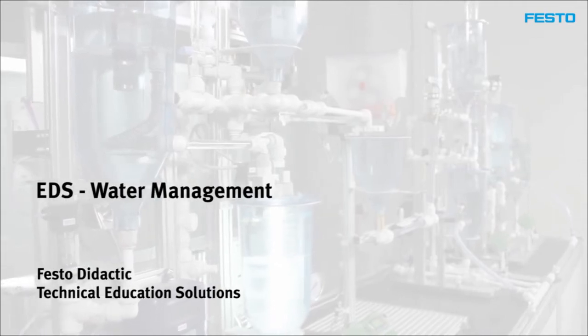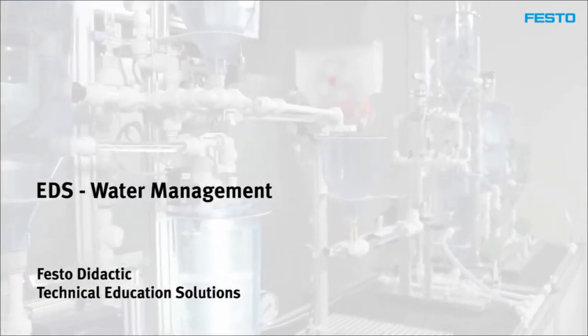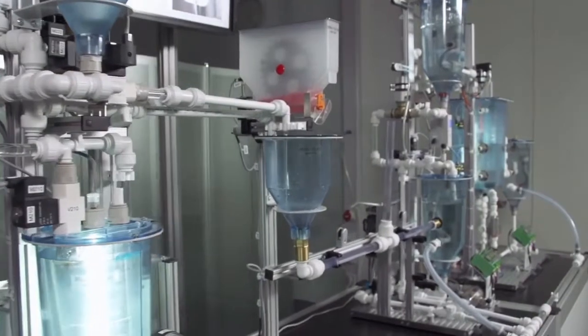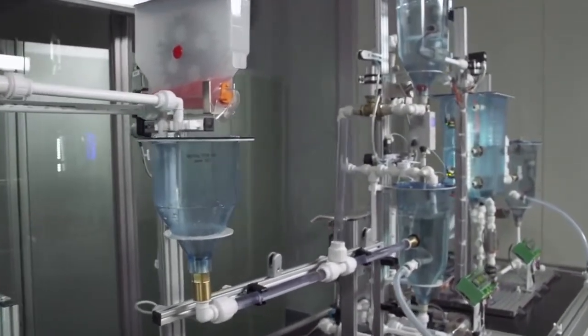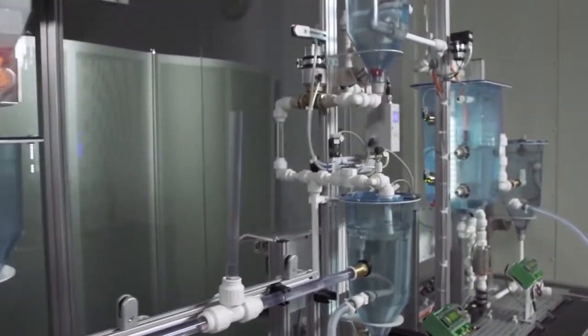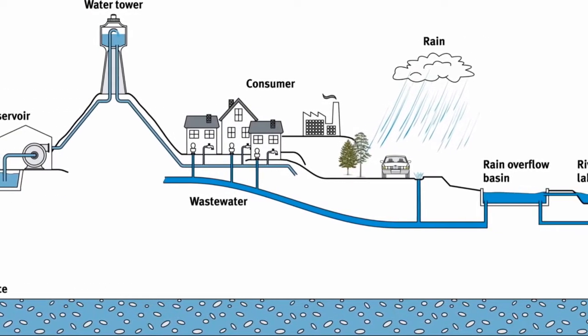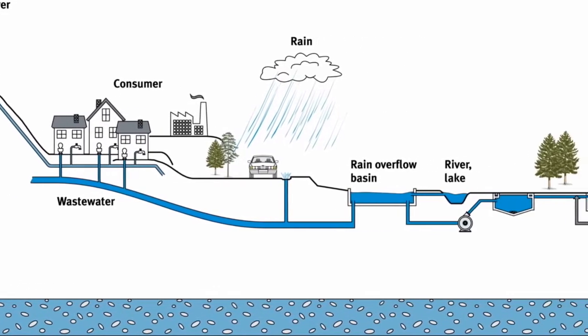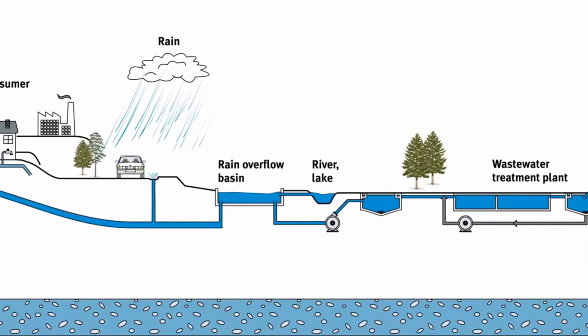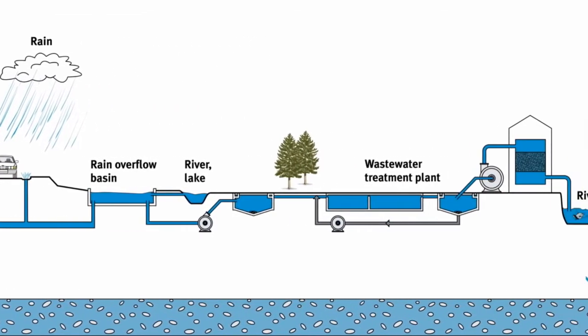The EDS Water Management from Festo Didactic provides a practical and complete learning environment to train people to understand the different processes throughout the whole water cycle. Modular workstations coupled with PC-based process control reproduce the water cycle. The entire learning system covers all core processes of urban water supply and sanitation.